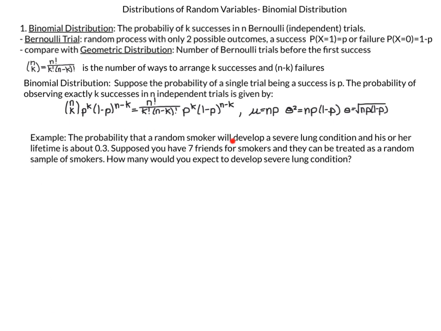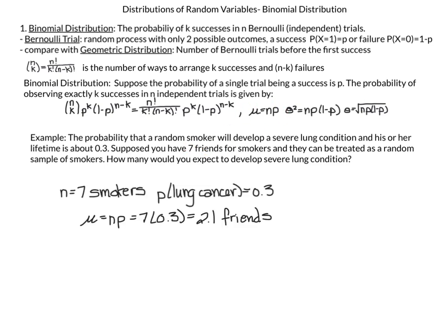The same probability a smoker will develop a severe lung condition is 0.3. Suppose you have 7 friends who are smokers, and they can be treated as a random sample of smokers. How many would you expect to develop a severe lung condition? So in this case, out of 7, n is equal to 7. We're looking for the mean, or expected value. So n trials, 7 smokers, probability of lung condition 0.3. So the mean, or the expected value, is n times p, which is 2.1 friends.